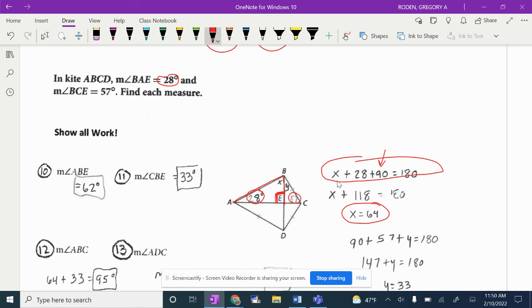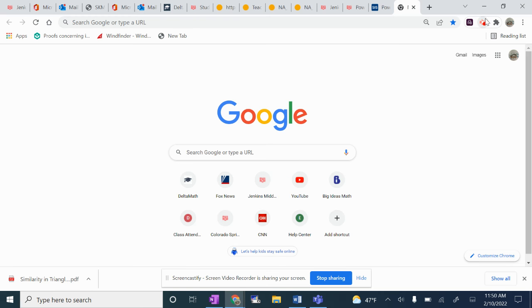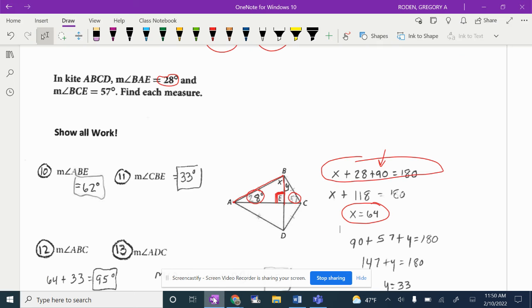What was the answer on that? Sorry about that. This should be 62. I did my math wrong here. 62 degrees. So this should be 62 degrees. All right. So you get 1 point for that one right there.